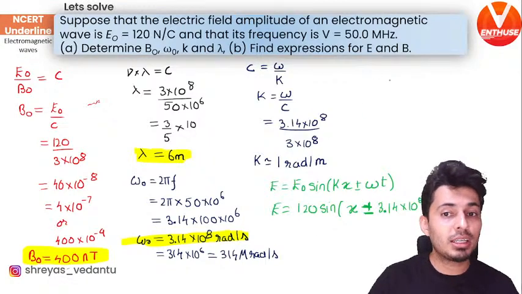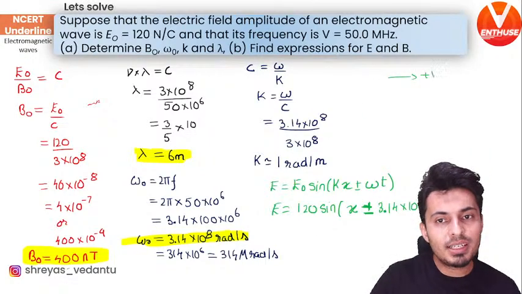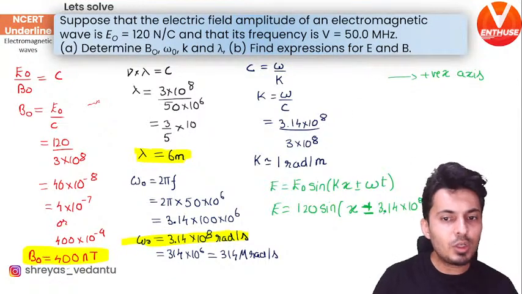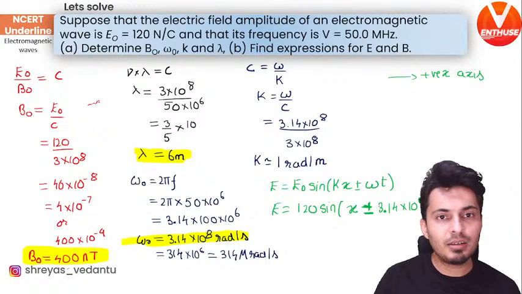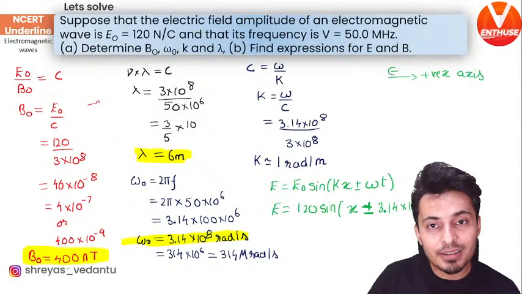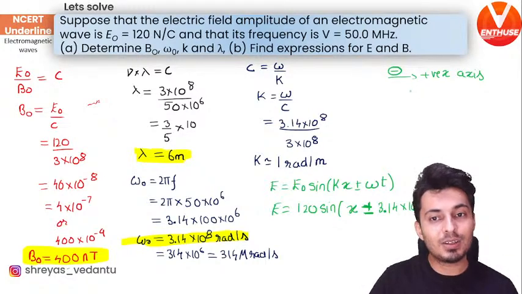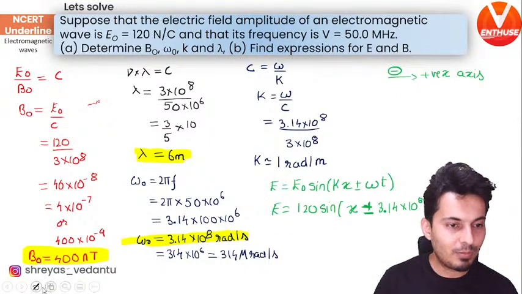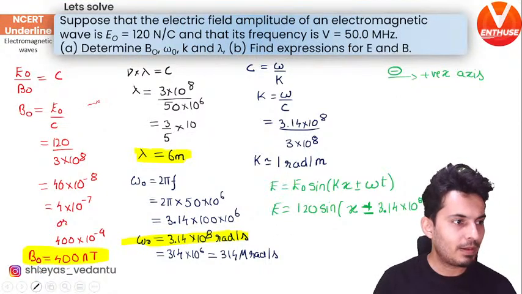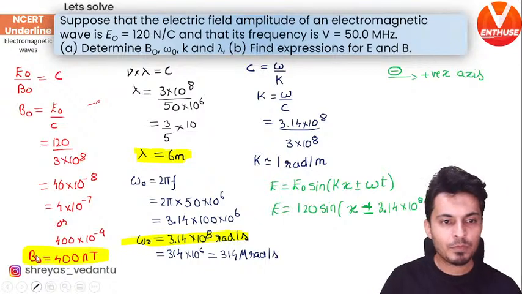If in the question it was mentioned positive x-axis, then which sign will you choose, plus or minus? Then you will choose minus. Keep this in mind. And when it is on the negative side, then you use plus. So that's how it works. It's completely opposite. Keep this in mind. All right.